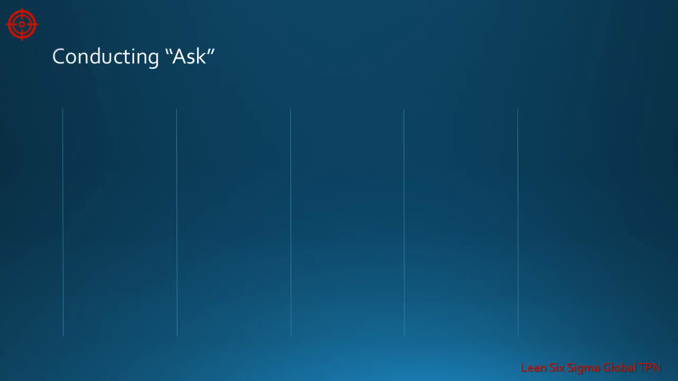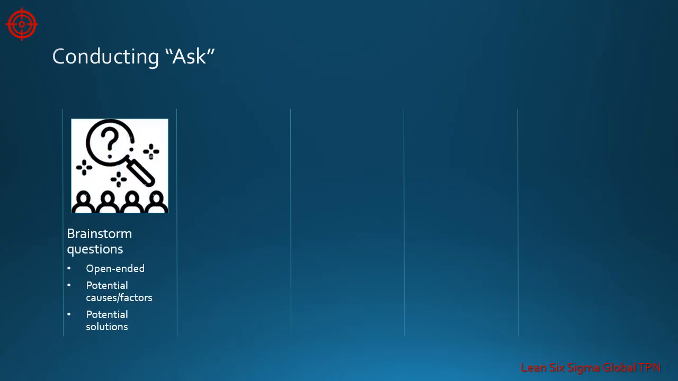To conduct an ask phase, we start by brainstorming a list of questions related to the problem or challenge. These questions should be open-ended and should help to clarify the problem or challenge, identify potential causes or contributing factors, and generate potential solutions. For example, are there specific times of day or days of the week when wait times are longer? Are there certain types of calls that take longer to resolve than others?